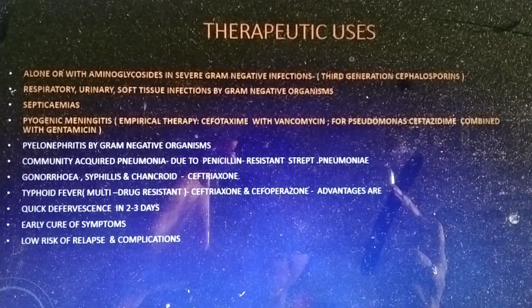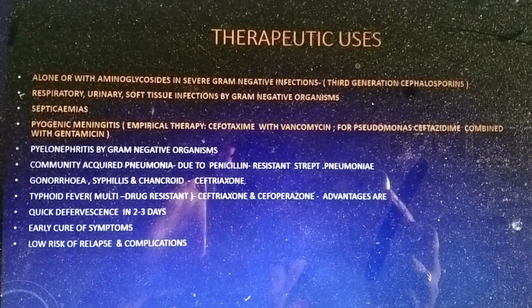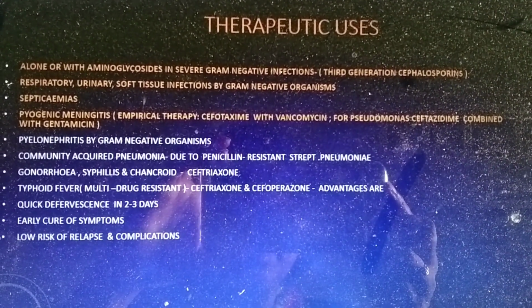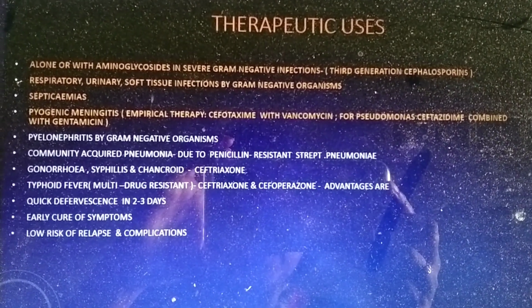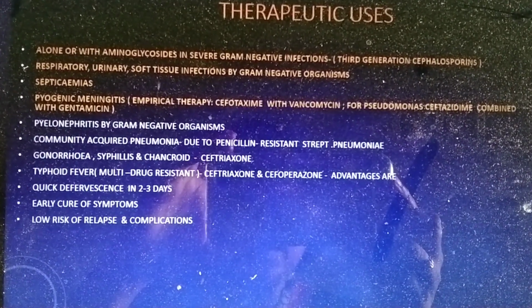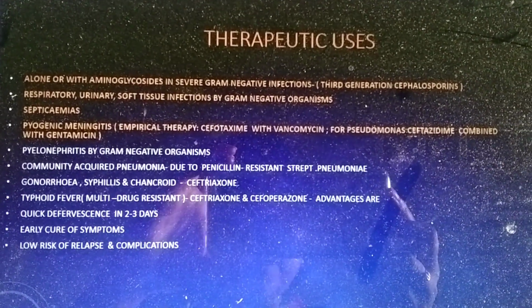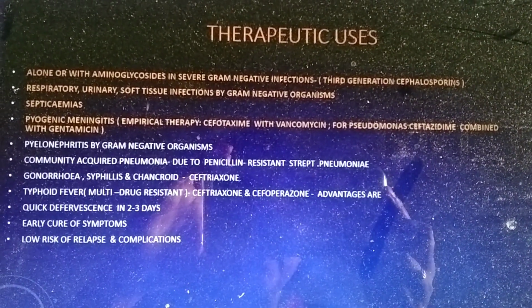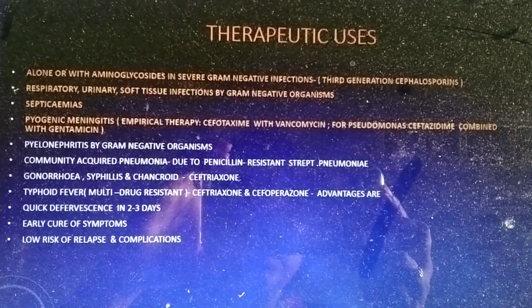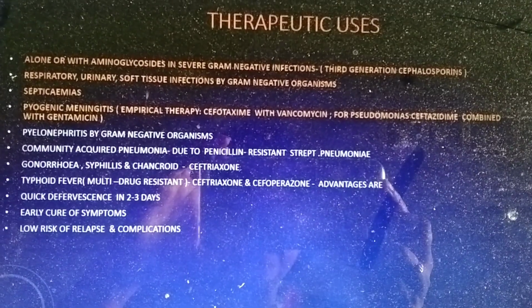Now coming to the therapeutic uses of the third generation cephalosporins. Third generation cephalosporins are used in severe gram-negative infections. Here they can be used alone or in combination with aminoglycosides. So the infections are respiratory tract infections, urinary tract infections, soft tissue infections by gram-negative organisms, septicemia caused by gram-negative organisms, then pyogenic meningitis. In pyogenic meningitis, empirical therapy can be started with cefotaxime in combination with vancomycin, and later on, if the organism is Pseudomonas, then for Pseudomonas you can give ceftazidime combined with gentamicin.